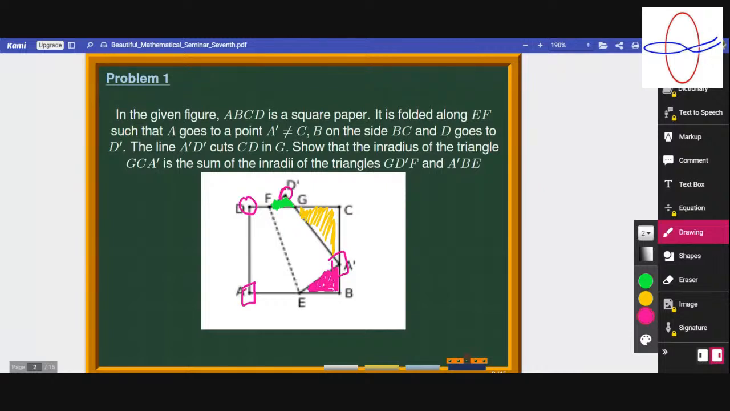So you have one green triangle, one yellow triangle, one pink triangle, and you have to show that the in-radius of the green triangle and the in-radius of the corresponding pink triangle sum up to the in-radius of the yellow circle. Okay, that's your idea.